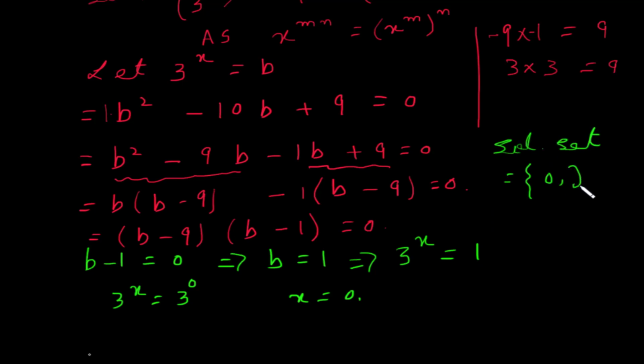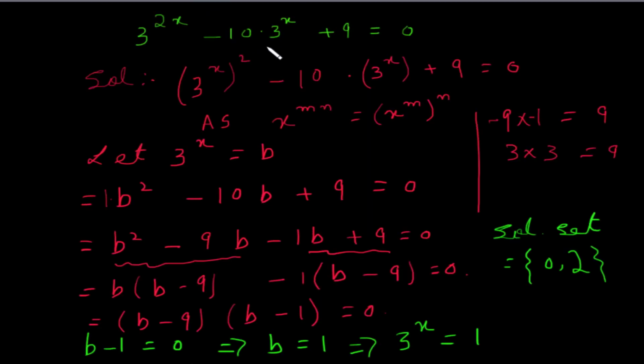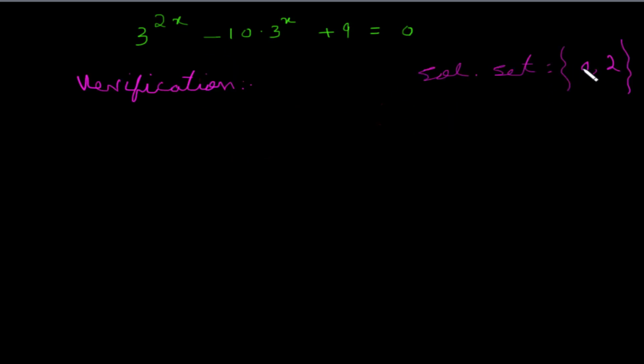0 and 2. Now it is important to check the solutions by substituting them back in the original equation to ensure they are valid. So let's substitute the solutions 0 and 2 in the original equation to check whether they are valid or not. We will check for 0 first: 3^(2·0) - 10·3^0 + 9. Let's see whether it will generate 0 or not.